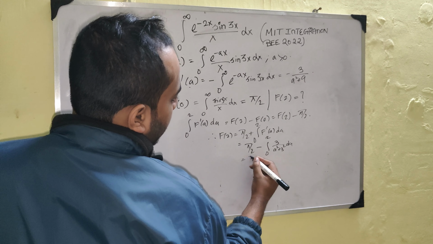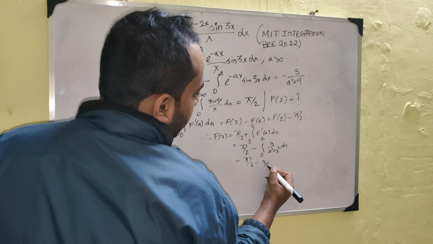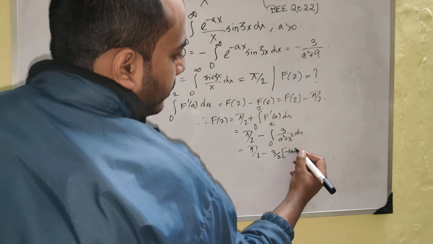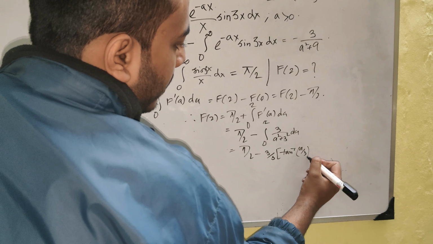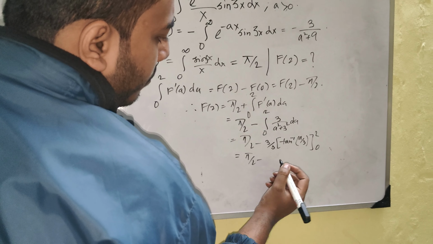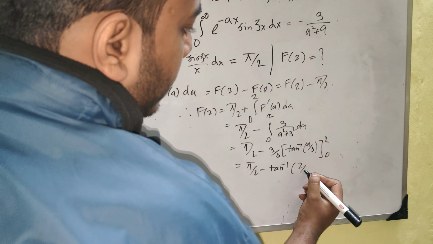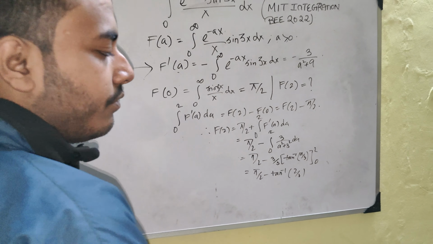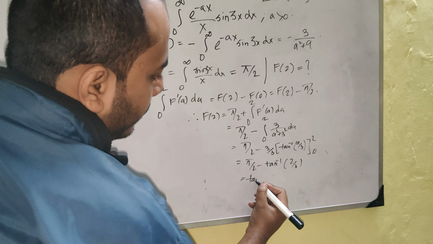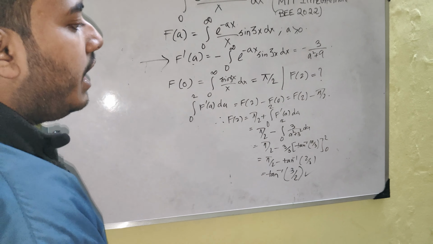Now this is again nothing but pi by 2 minus, you can simply write, 3 by 3 tan inverse of a by 3 from 0 to 2. This simply gives you pi by 2 minus tan inverse of 2 by 3, which is cot inverse of 2 by 3, or simply tan inverse of 3 by 2, and thus you are done with the answer.